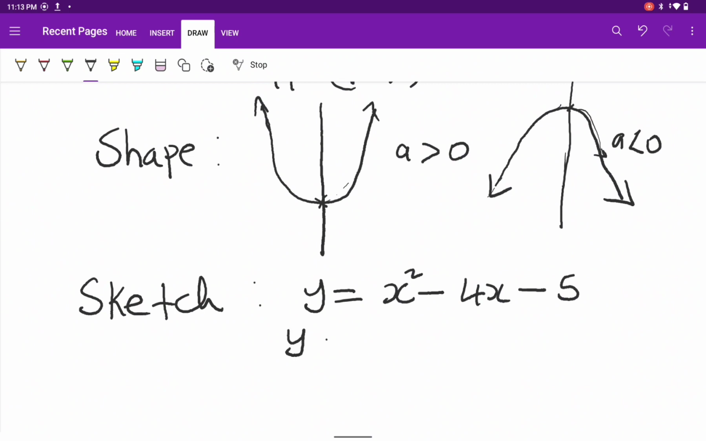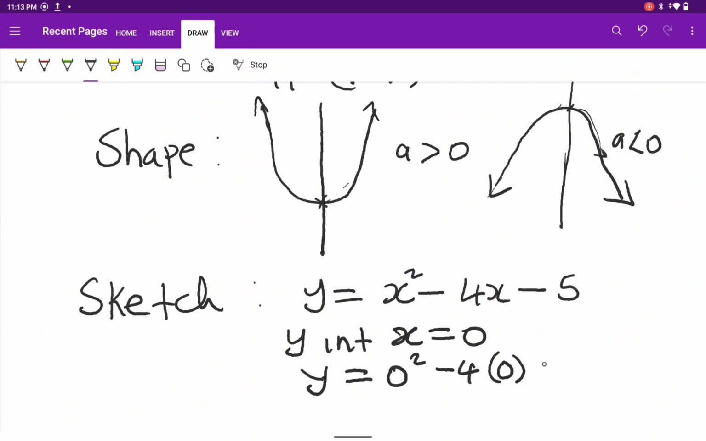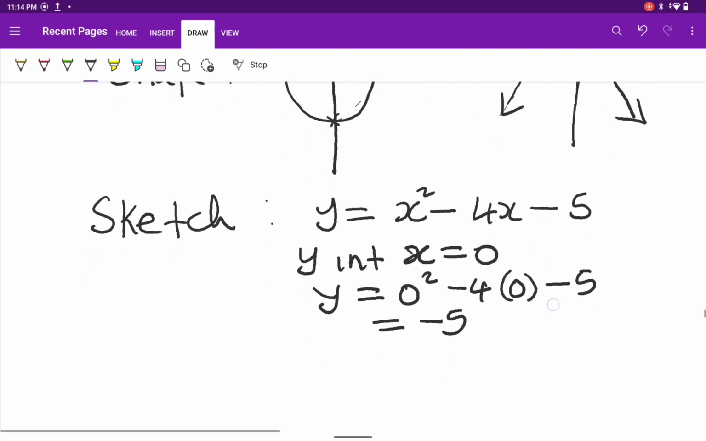We start with the y-intercept. We know that the x value is 0. So the graph will intersect the y-axis at negative 5. That's where the graph will intersect the y-axis.